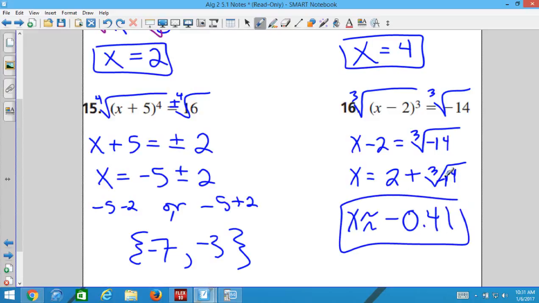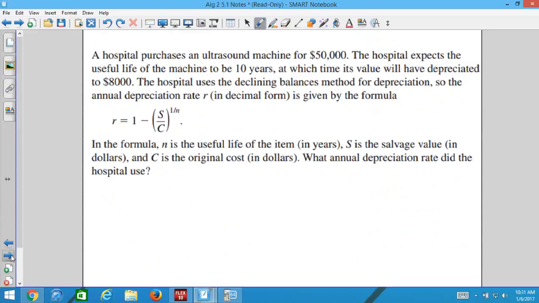All right. Then the last page has some real life examples, real life applications. A hospital purchases an ultrasound machine for $50,000. The hospital expects the useful life of the machine to be 10 years, at which time its value will have depreciated to $8,000. You know what depreciation means?